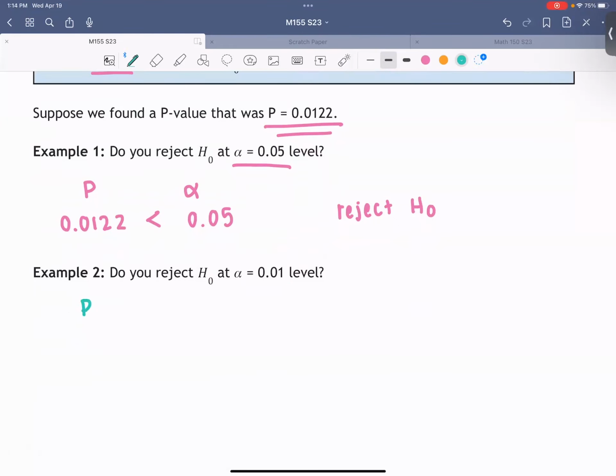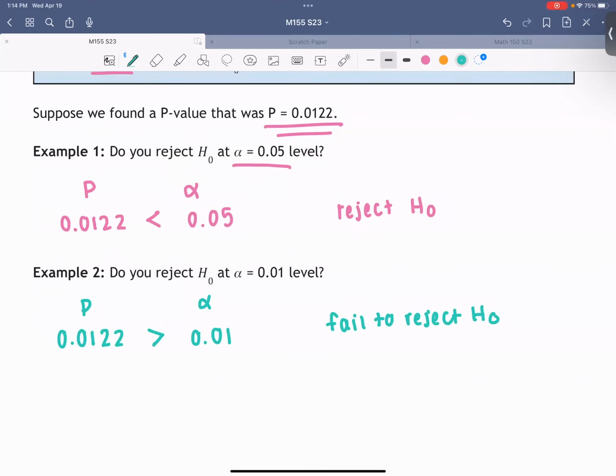I'm just going to write p and alpha next to each other. P is still the 0.0122. Alpha is the 0.01. Which one is smaller this time? Alpha is definitely smaller, right? So p is greater than alpha. Do we reject or fail to reject? Fail to reject. Perfect. Fail to reject H0. So it's really pretty simple. All you have to do is figure out which one's bigger, and then decide if you reject or fail to reject.